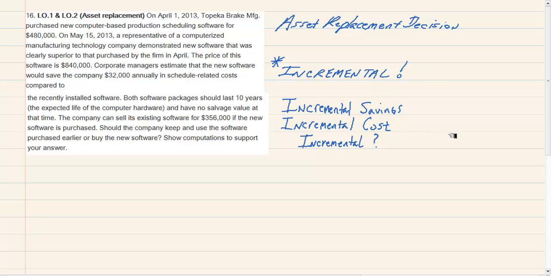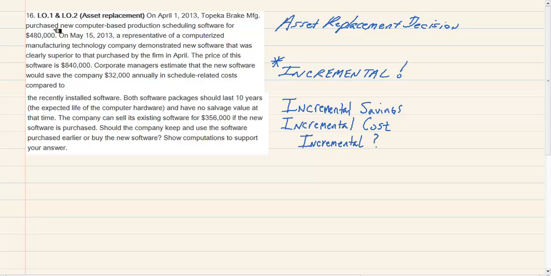And all incremental means is how much money are we going to save or are we going to lose by going between the two different alternatives, usually doing nothing and buying a new asset in this case. So we're looking at the incremental savings and the incremental cost, and then we'll make our decision based on that. And read through the problem, get a handle on what we're doing.